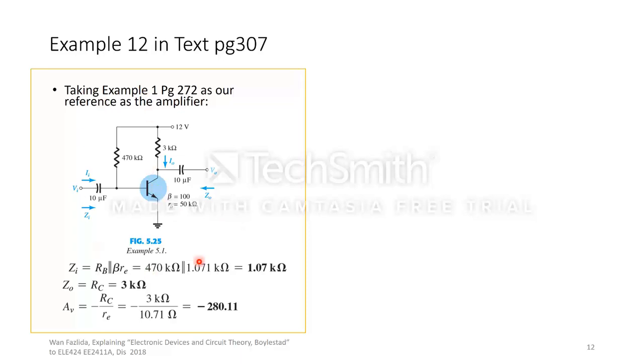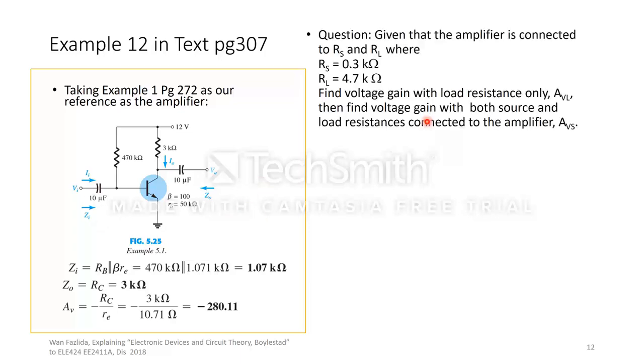In example 1, a few weeks ago, we had to calculate the input impedance, output impedance, and gain of the amplifier, and we discovered that Zin is 1.07 kilo ohm, Zout is 3 kilo ohm, and the voltage gain is negative 280. So we can convert this into a two-port network. Given that the amplifier is connected to RS, a source resistance of 0.3 kilo ohms, and RL, a load resistance of 4.7 kilo ohms, we can find the voltage gain with load resistance only, AVL, and then the voltage gain with both source and load resistance connected, AVS, and we shall see how these two resistances affect the gain.